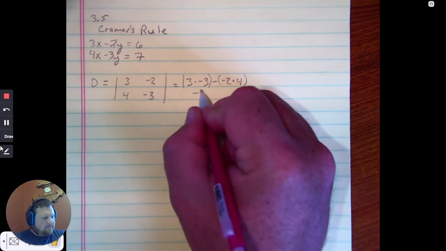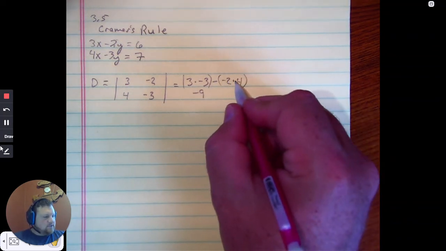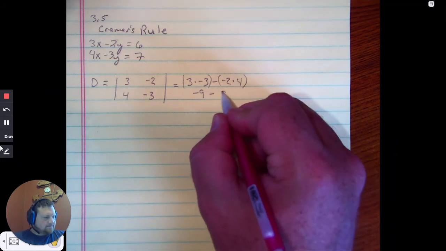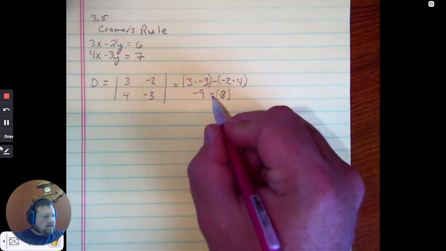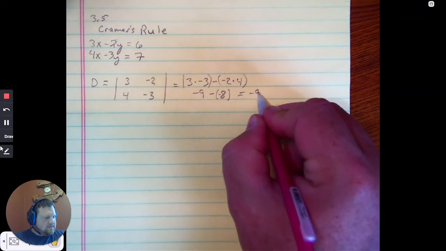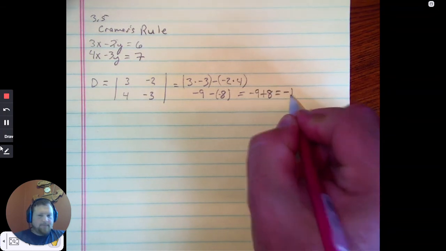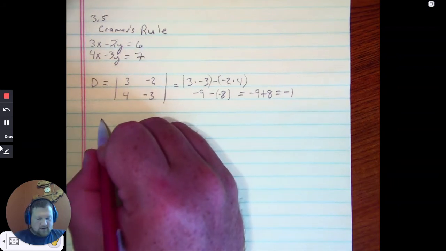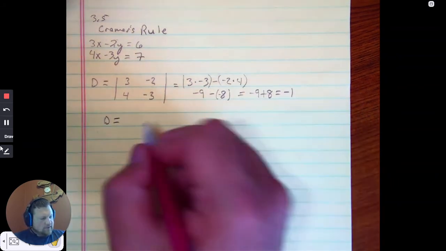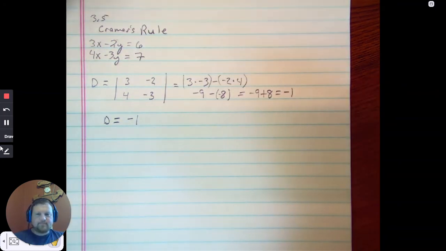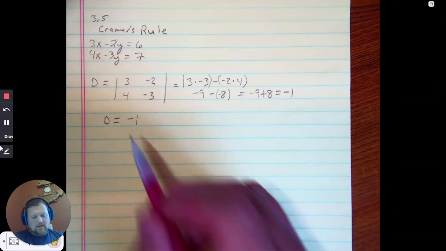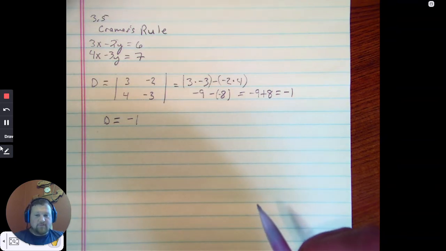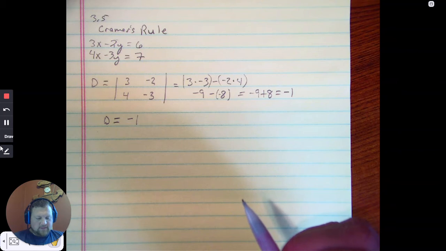So 3 times -3 is -9. And then -2 times 4 is -8. So we have -9 minus -8, which is the same as -9 plus 8, which is -1. So the determinant of this matrix is going to be -1. Now, one of the cool things about this is I can now take this information that I have here, this -1, and I can determine some other values.